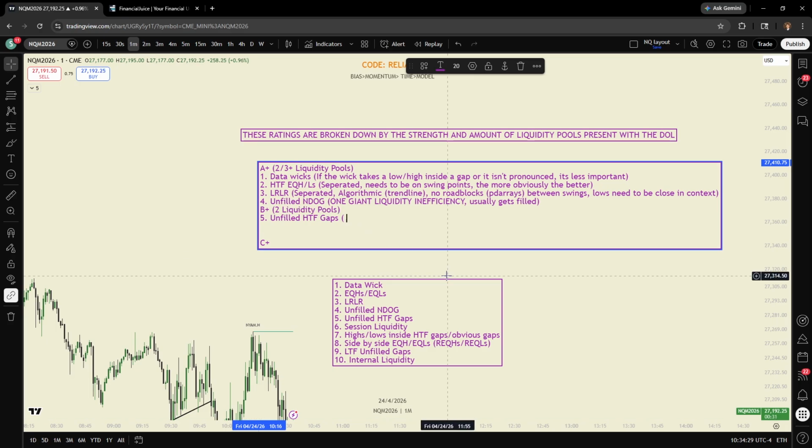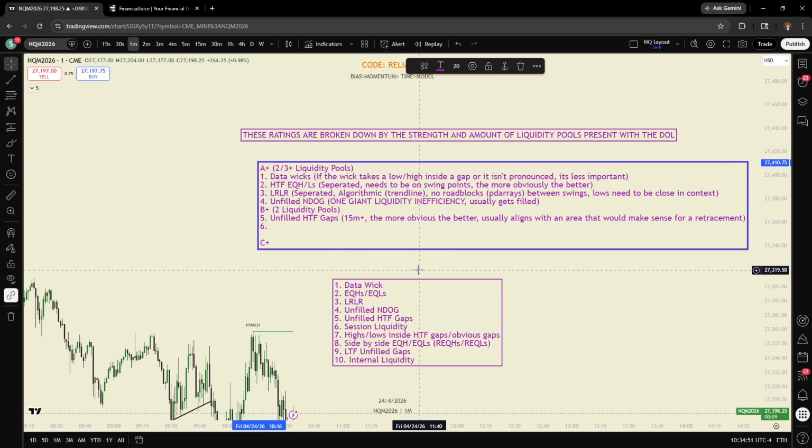Unfilled higher time frame gaps are anything 15-minute plus, and the more obvious the better. Usually it aligns with an area that would make sense for a retracement.